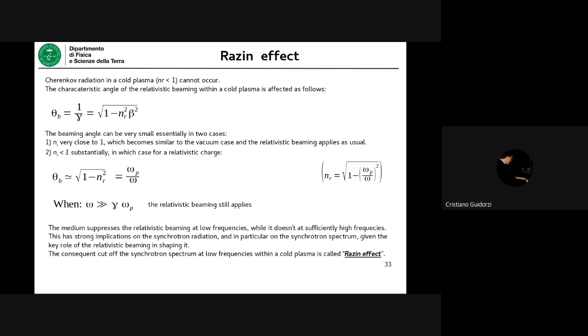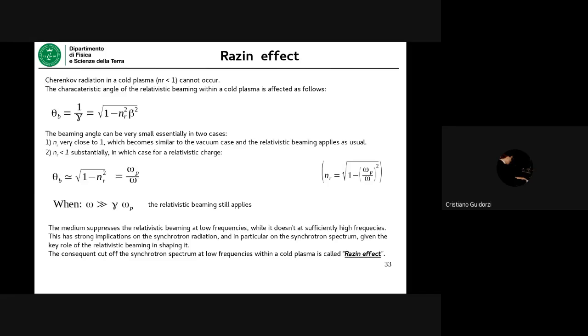So if you look at the synchrotron spectrum of a relativistic particle moving within a plasma, and if you observe the spectrum at low frequency, at some point you do not have any more the beaming effect at play. So the spectrum is no more continuum. So you have a drop in the spectrum.